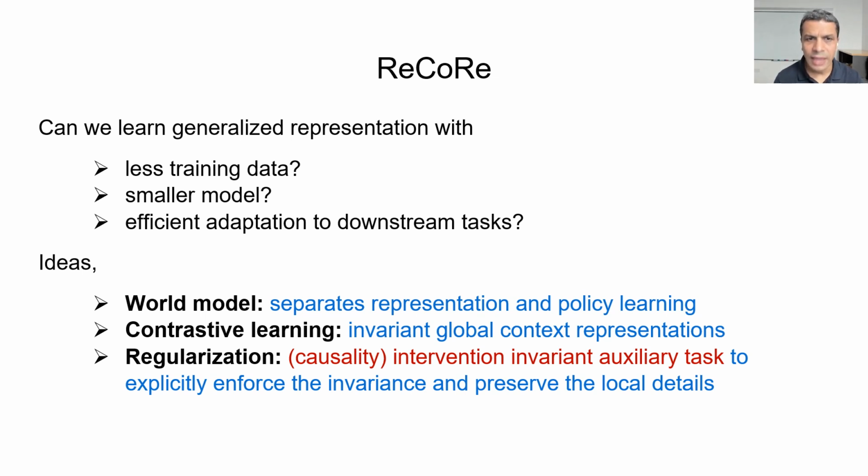To answer this question, we proposed ReCoRe, which has three major components. First, a world model, which separates the representation and policy learning to help the generalization of the visual features. Second, contrastive learning, which enforces the invariance to the global context. And third, inspired by causality, we propose a novel technique for regularization, which we call intervention-invariant auxiliary tasks, to explicitly enforce the invariance and preserve the local detail.